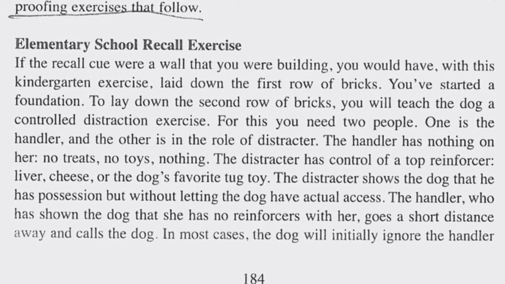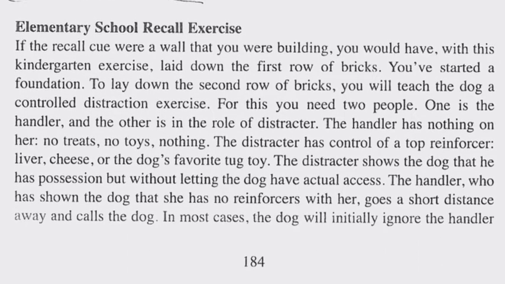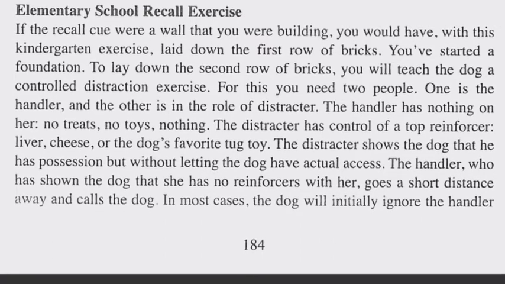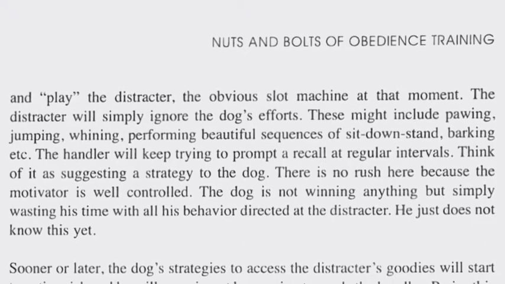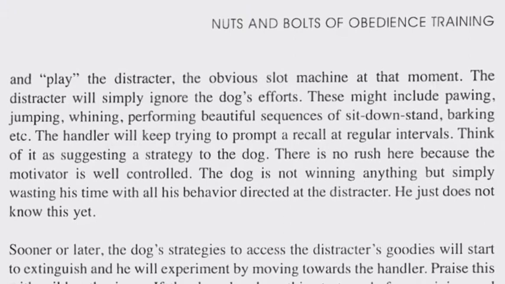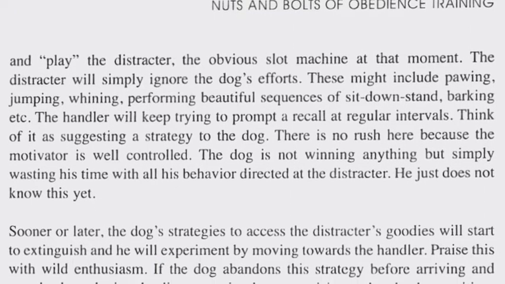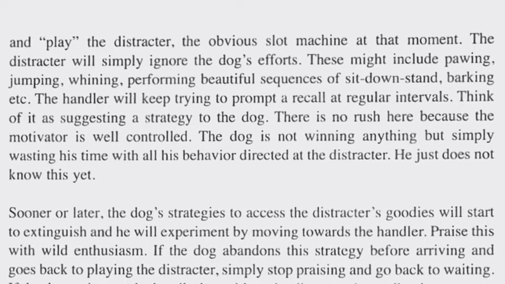The handler, who has shown the dog that she has no reinforcers with her, goes a short distance away and calls the dog. In most cases, the dog will initially ignore the handler and play the distractor, the obvious slot machine at the moment. The distractor will simply ignore the dog's efforts. These might include pawing, jumping, whining, performing beautiful sequences of sit, down, stand, barking, etc. The handler will keep trying to prompt a recall at regular intervals.